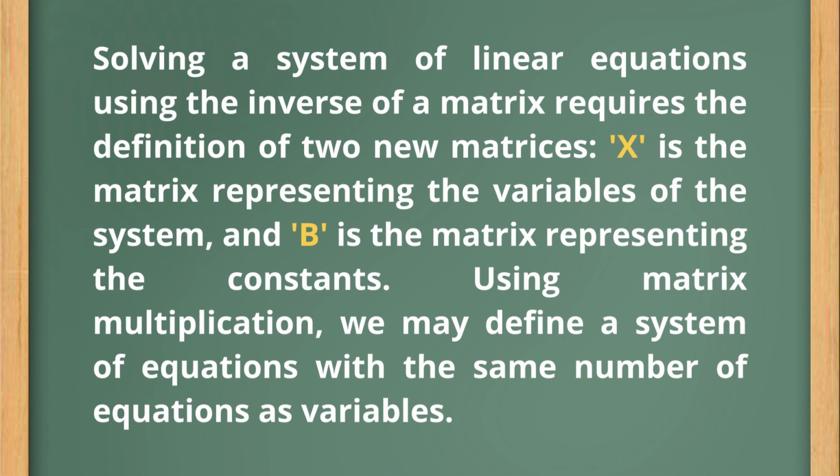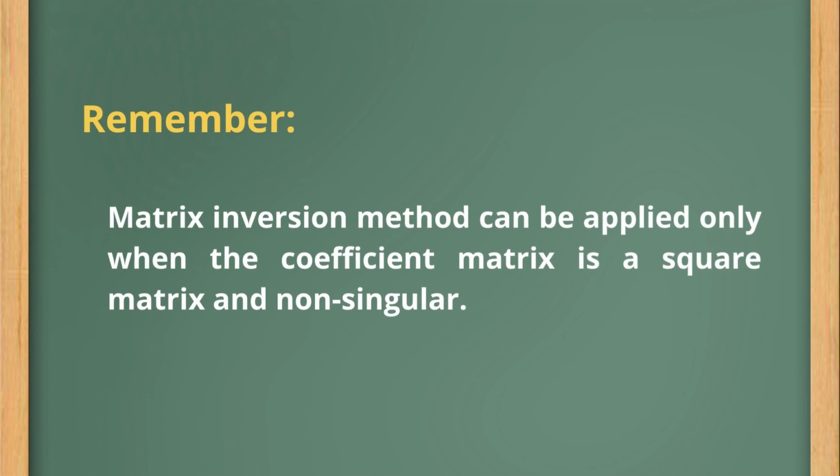Solving a system of linear equations using the inverse of a matrix requires the definition of two new matrices. X is the matrix representing the variables of the system, and B is the matrix representing the constants. Using matrix multiplication, we may define a system of equations with the same number of equations as variables. Remember that matrix inversion method can be applied only when the coefficient matrix is a square matrix and non-singular.